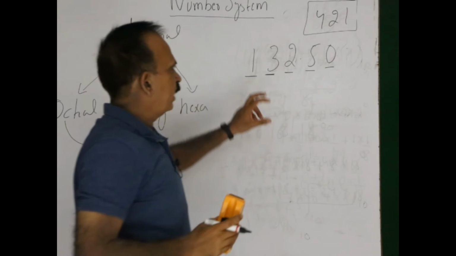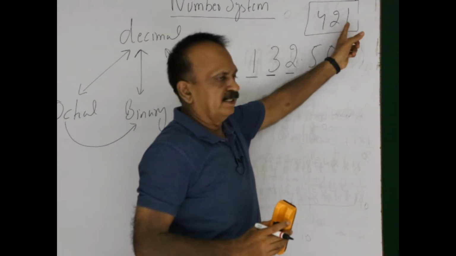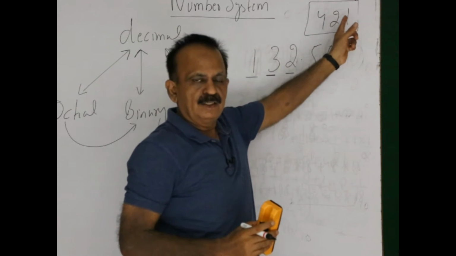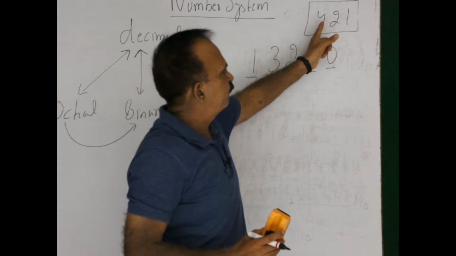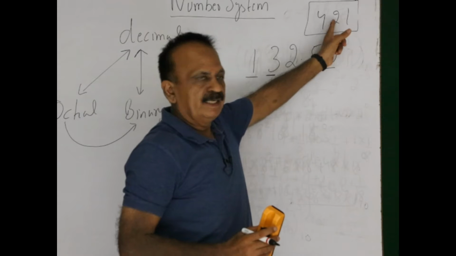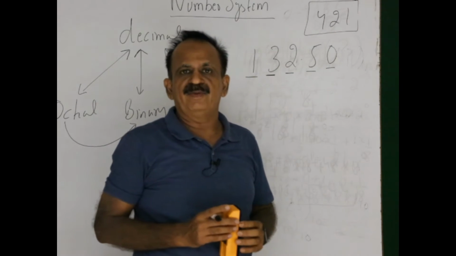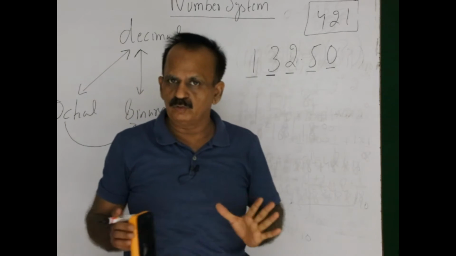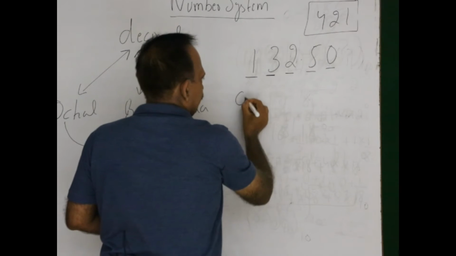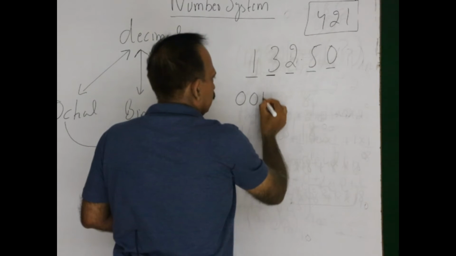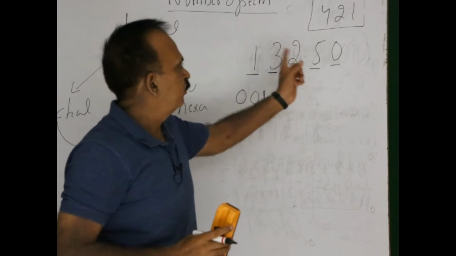Now I want to write the binary equivalent of 1. I will be adding these numbers to get 1. 4, 2, 1. I do not need 4, neither is 2 required, it is only 1. The digit which is required, I will write 1, and digits which I am not using, I will write 0. So the code for 1 will be 0, 0, 1. This is the 3-bit binary equivalent of 1.